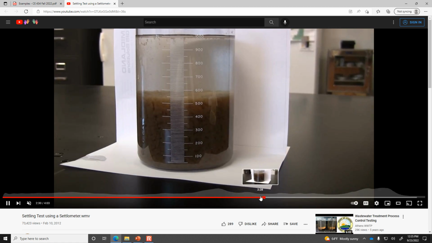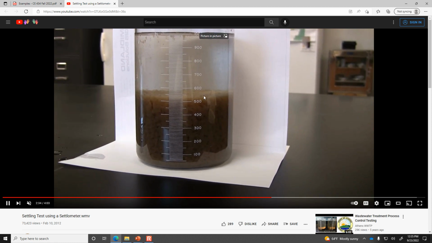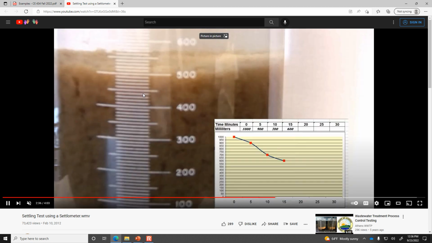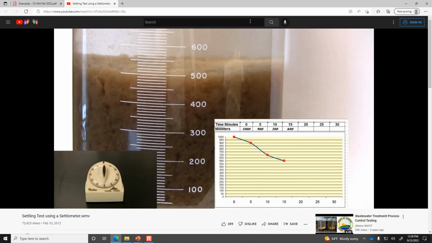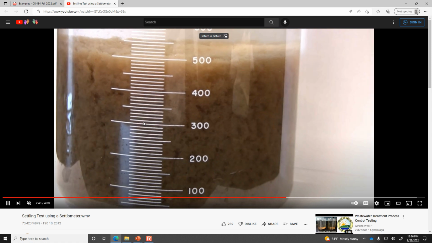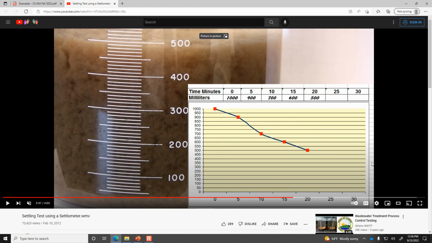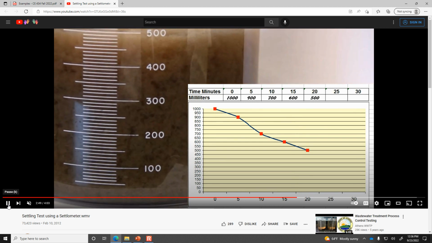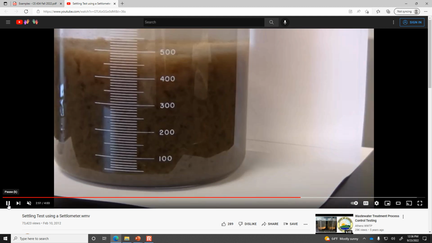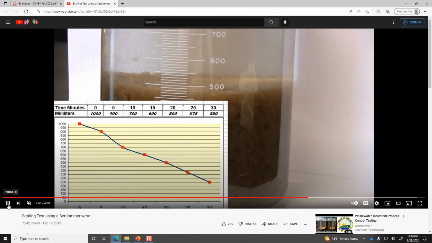Okay, so with this particular sludge, you can see there's a really distinctive layer between where the majority of the particles are and the clear supernatant above it. The supernatant is the liquid that's above the layer of sludge. And over time, you're just graphing where that most distinctive layer is. And you can use this data to calculate something called the sludge volume index, which we'll talk about in a minute.